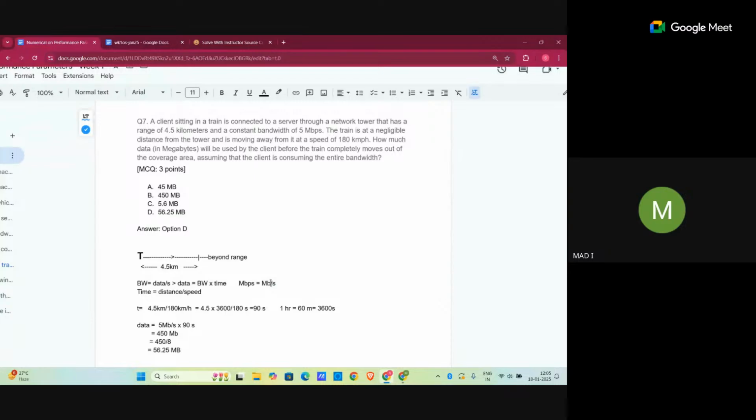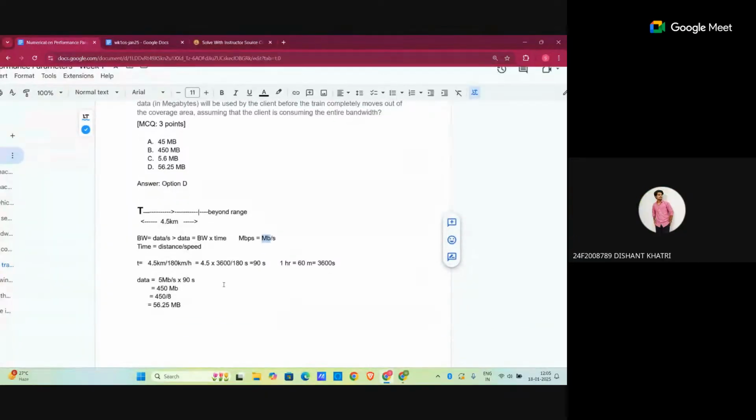If you want to calculate this data, what will you do? This is in the denominator, right? You will multiply this Mbps into seconds. This is how you will get megabits. That's what I said: bandwidth is data per second, data transfer per second, so data will be equal to bandwidth into time. Okay, thank you. Is it clear now? Yes. Okay.